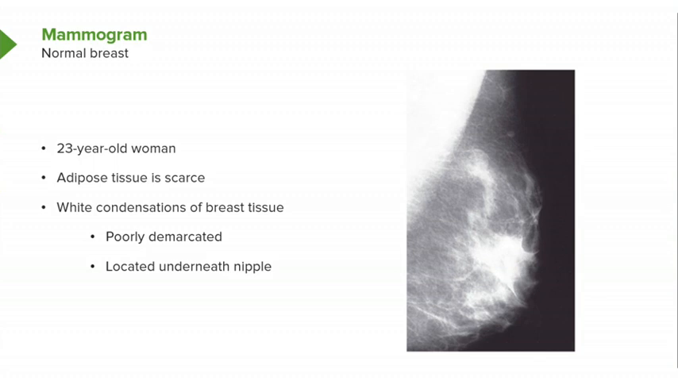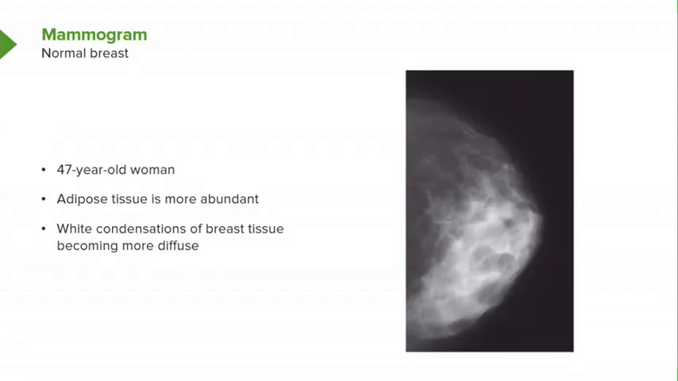And as a woman ages, the relative abundance or proportions of these tissue elements will change. Older women will have more adipose tissue and less glandular tissue. And here we have an older woman. This is normal as well. She happens to be 47 years of age.